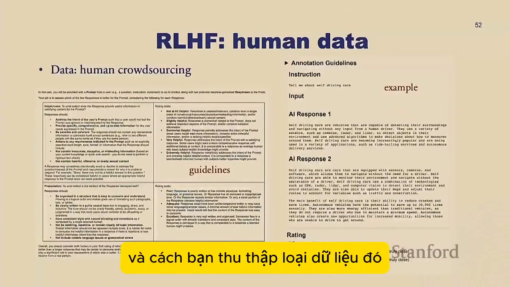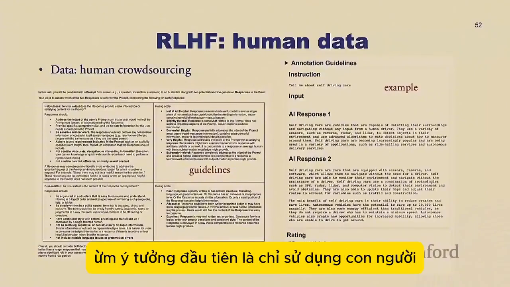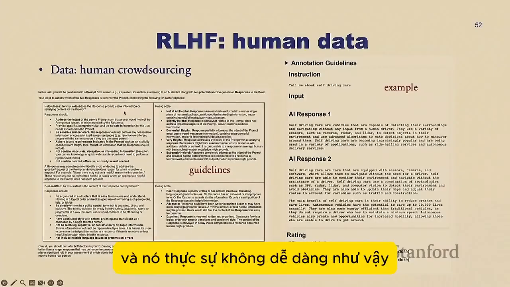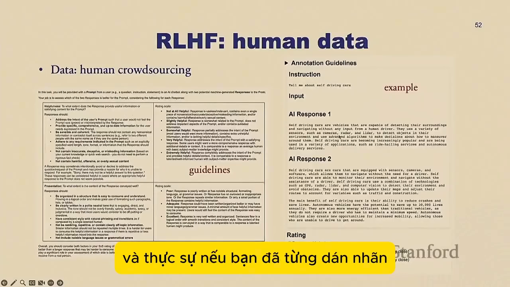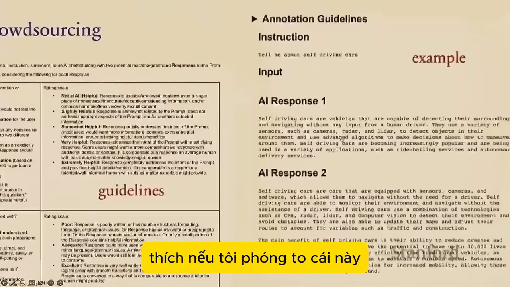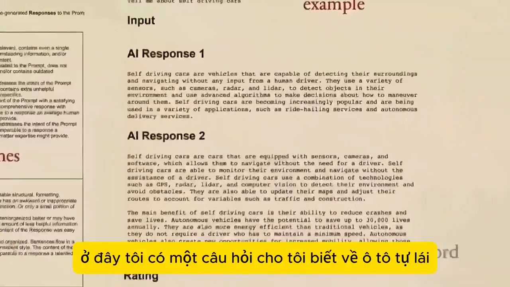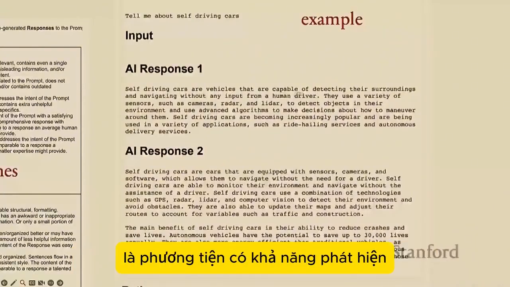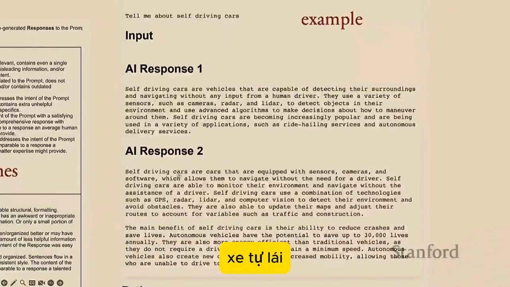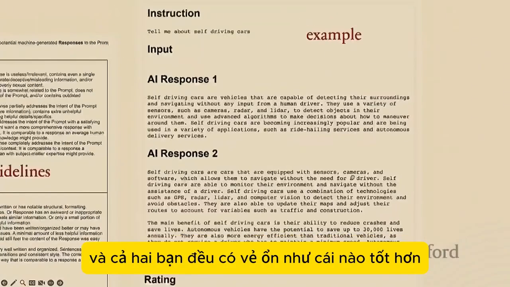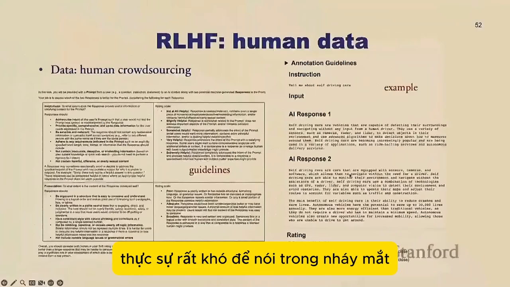Data: the way that you collect that type of data, the first idea is just to use humans, as we already talked about. Guidelines are very complicated for what humans should be labeling, and it's really not that easy. And actually, if you ever do some of the labeling, you will see that it's extremely complicated. If I zoom into this, here I have a question, tell me about self-driving cars, and you read both. Self-driving cars are vehicles that are capable of detecting their surroundings, blah, blah, blah. Self-driving cars are cars that are equipped with sensors, blah, blah, blah, to navigate without the need for a driver. I mean, both seem okay. Which one is better? It's actually hard to say at a glance.